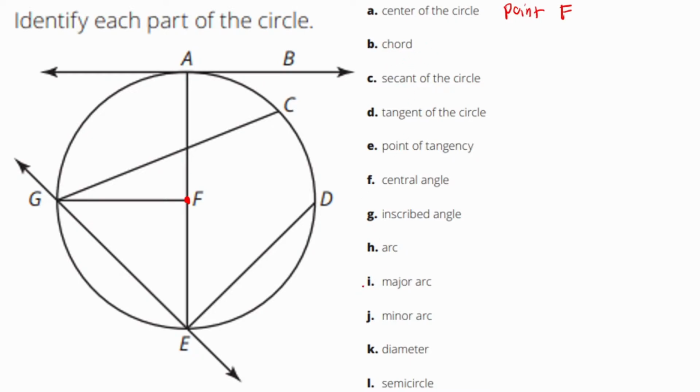Next up, we want to name a chord. Now, there's a couple different chords going on in this circle. A chord is a line that goes across our circle. Its endpoints are on the circle, but it doesn't go through the middle. So a chord here, for instance, GC is a chord. Now, a chord is a line segment, not a line necessarily. So GC is a chord.